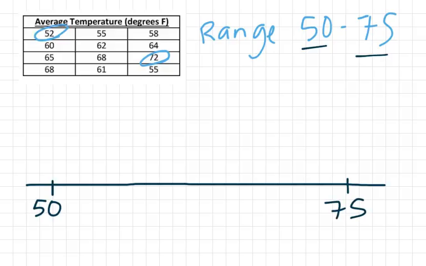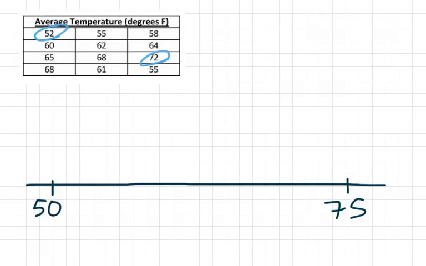So when we're creating a histogram, what we want to do is have about five bins, we call them. So we want about 5 bins. You can have a little more or a little less, but that's a pretty good size.